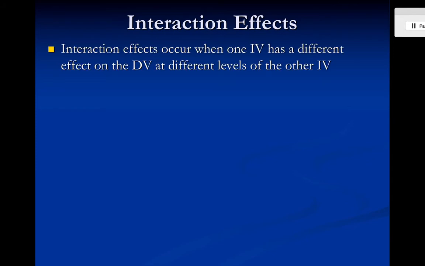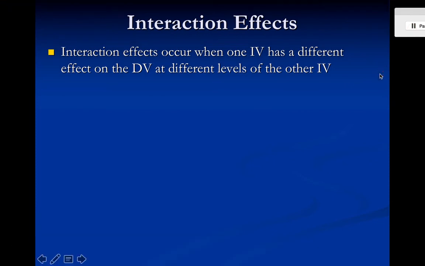An interaction occurs whenever we have the effect of one independent variable on a dependent variable at different levels of another independent variable. All right, that's very, very important for us. So it's the effect of an IV on a DV at different levels of another IV. That's the way we're going to define an interaction.